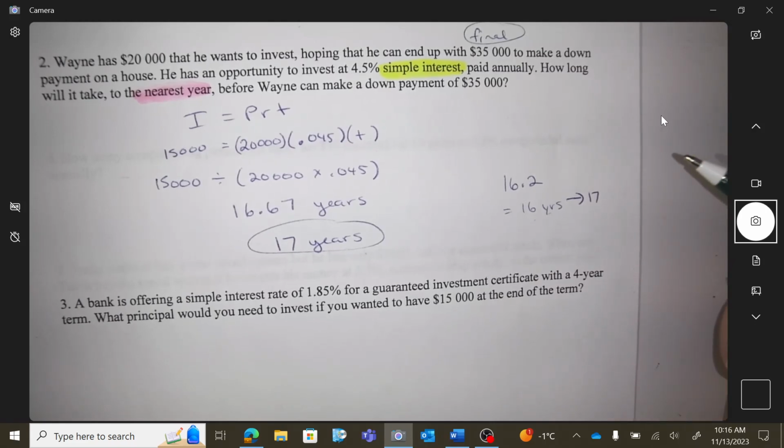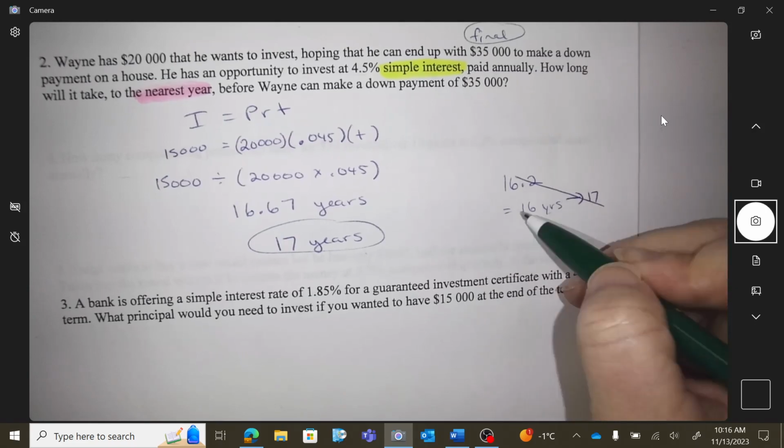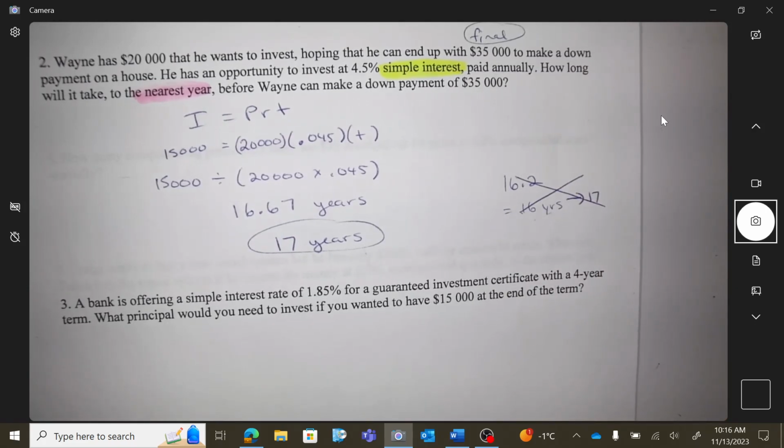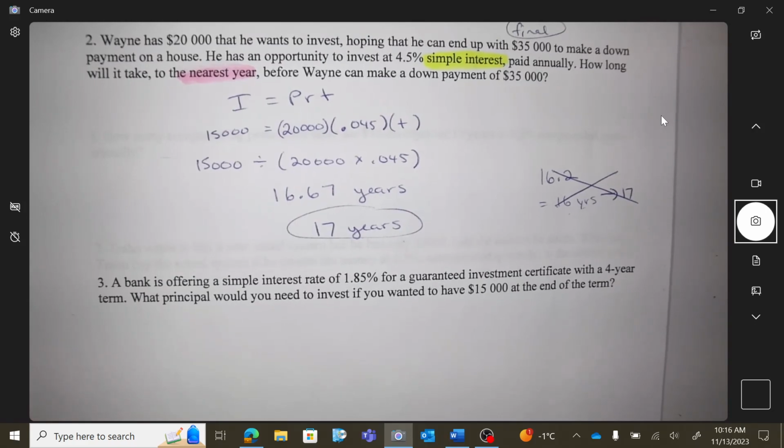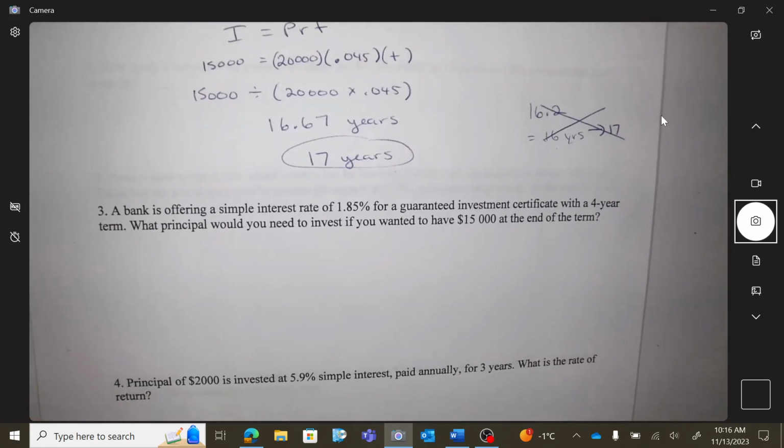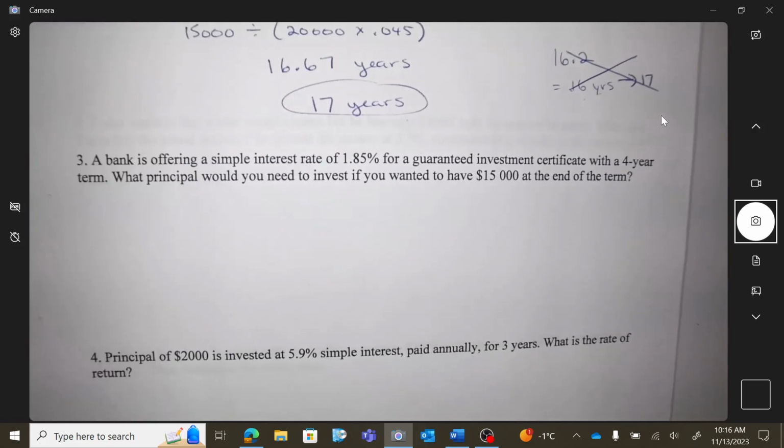Does that make sense as investments go? The rounding isn't always just to the nearest one. You always seem to have to round up so that you have enough money, right? You can go over the money, but you can't be under the money, right? Number 3, read it, find the strategy.